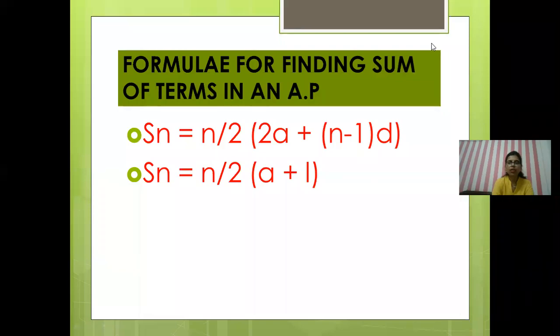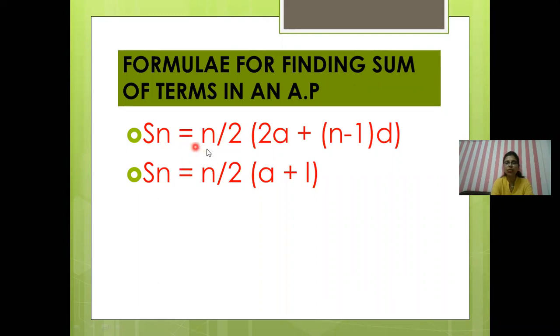Hello children. Today we are going to understand how to find the sum of the terms in an AP. So here you can see that there are two formulas which you have to remember when you want to find the sum of the terms in an AP. So it is Sn is equal to n upon 2 bracket 2a plus n minus 1 d. Now this formula has to be used in case a value is given to you, d is given to you, and n number of terms are given to you.